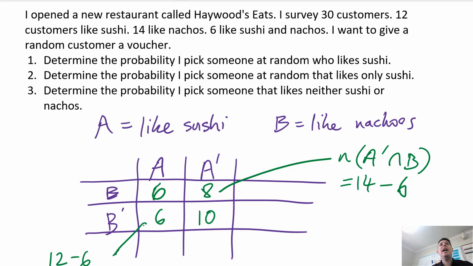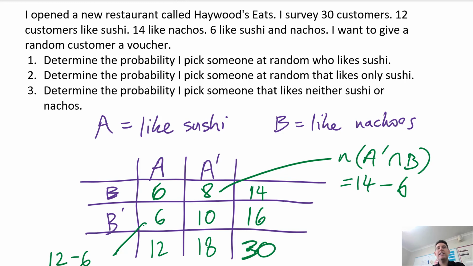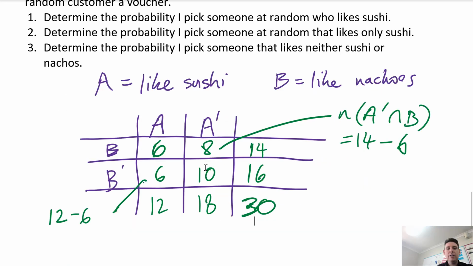So then in the two-way table, add the numbers together to get the bottom number. So this is 12 people like sushi. 6 of them like nachos, 6 of them don't like nachos. In here, 8 of those like nachos, 10 of them don't like nachos. In this one, how many people like nachos? 14, 8 plus 6. And then we add these together to get the total amount of people. How many people are there that I surveyed? 30. 14 plus 16, 12 plus 18 gives us 30. So that's called a two-way table.